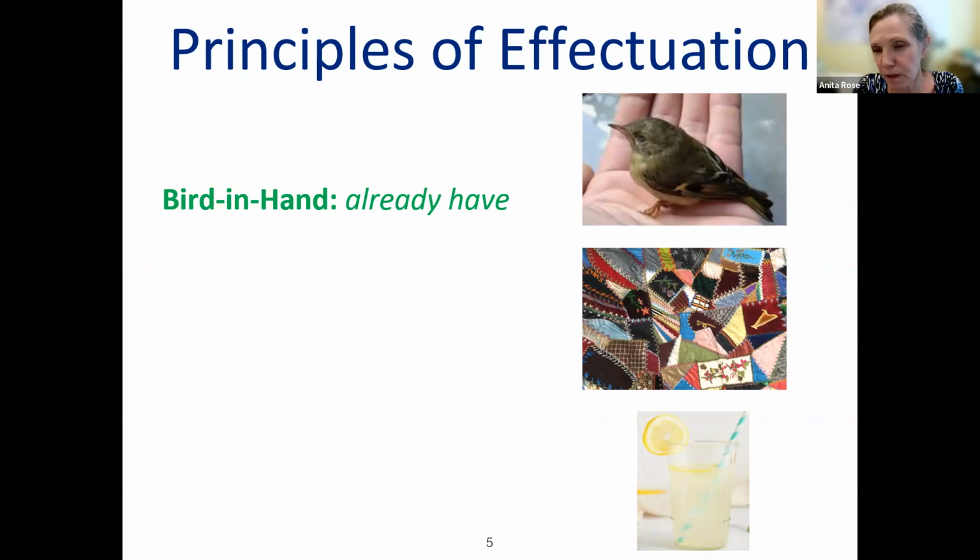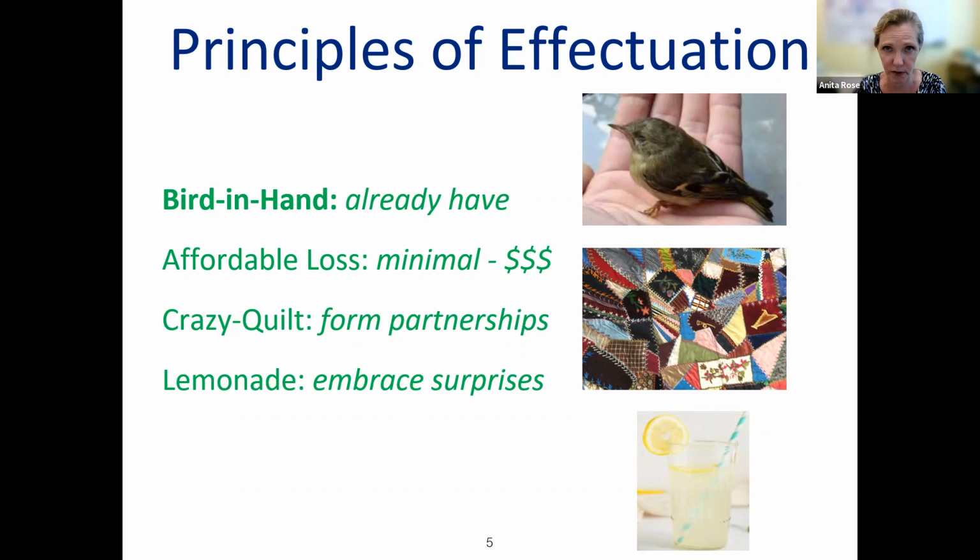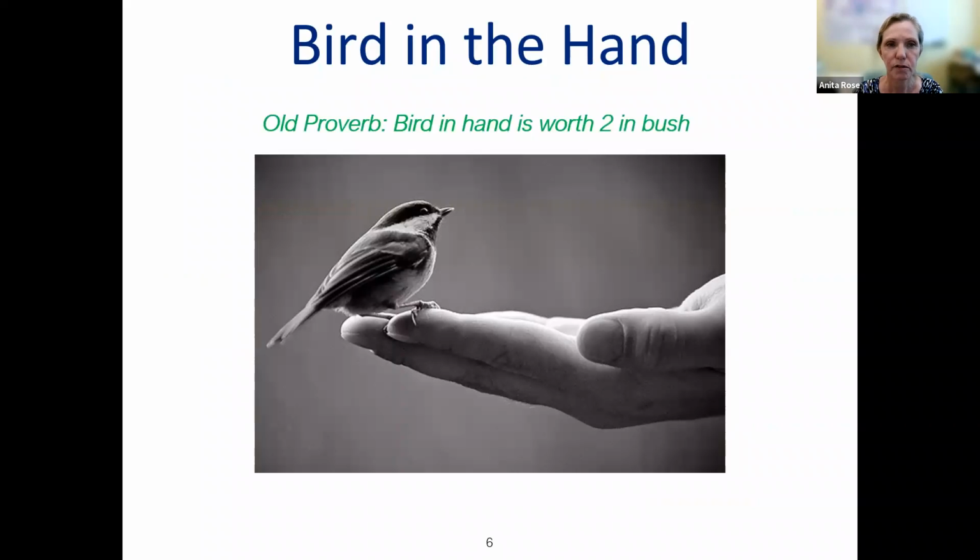So now let's look at the principles of effectuation. Here we have bird in hand is something you already have. We have affordable loss, which is to minimize your costs, right? So you want to minimize whatever losses you may have. Crazy quilt is forming partnerships. And lemonade is embracing surprises and events that don't work out the way you planned. So right now we're going to be working in bird in hand, but we're going to go into depth in these other areas. So the old proverb, a bird in the hand is worth two in the bush.